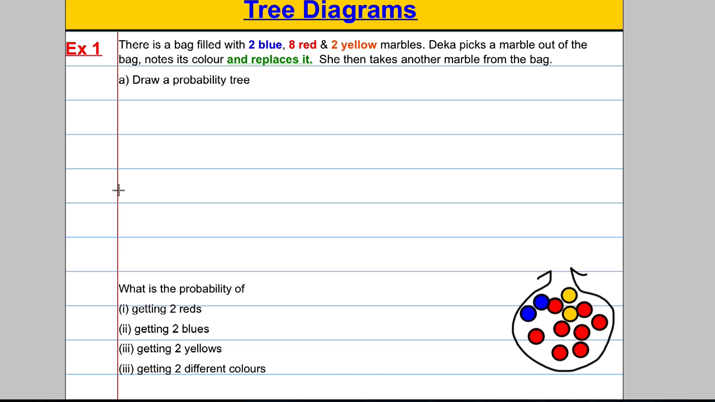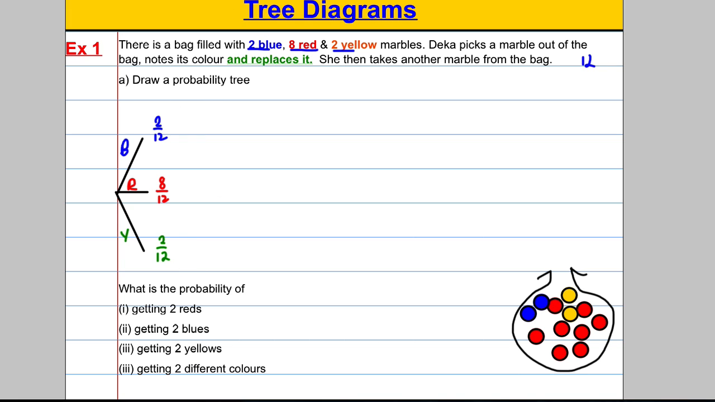So when you're drawing this, draw it nice and spread out like this. Either she gets a blue, or she gets a red, or she gets a yellow on the first pick. And the probability she gets a blue, well, in total she's got 2 and 8 and 2. There are 12 marbles. So the probability of blue is 2 out of 12, the probability of red is 8 out of 12, and the probability of yellow is 2 out of 12.